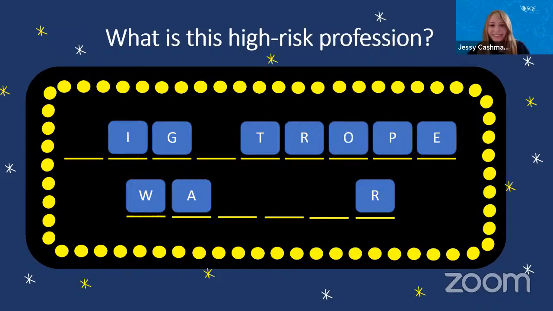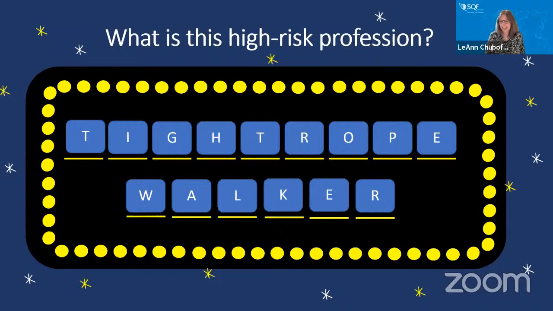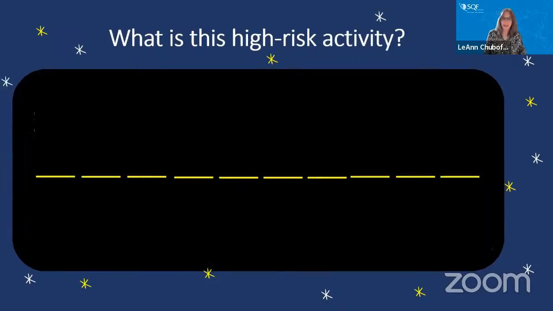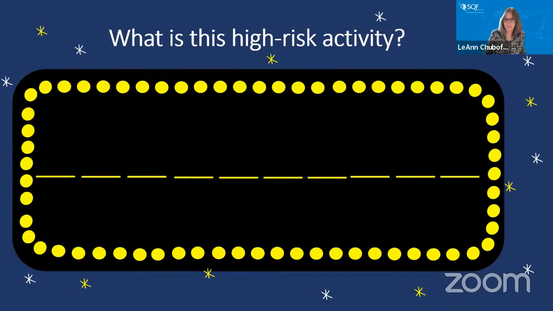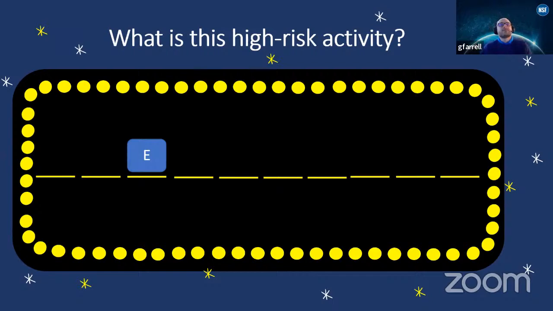Oh, we got it. Somebody got it. Yep, we do. All righty. It's tightrope walker. Very good. Who got it? I've got Ian Farrell. Yep. All right. Ian Farrell is the first. Very good. All righty. Now, what is this high risk activity? You ready? It's not food safety auditor. I'm going to give you that one right now. Not logging worker.